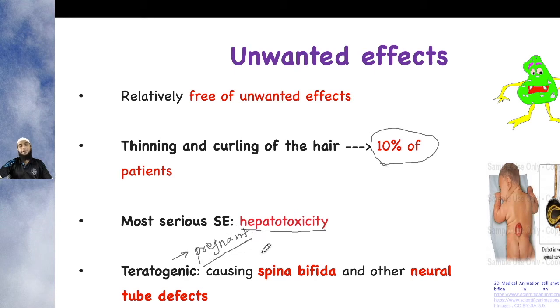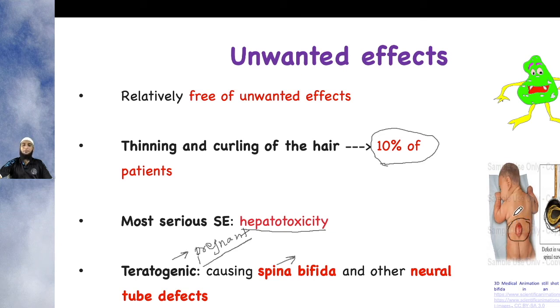So let's see what effect it produces in pregnant women. If the mother is taking the drug, then the newborn baby delivered by that mother may suffer from spina bifida. Okay, so what is spina bifida? It is the condition where there is protrusion of the spinal cord outside the body. This is how exactly it happens in spina bifida. The spinal cord protrudes and comes outside, and this is how it looks when you see the back of the baby.